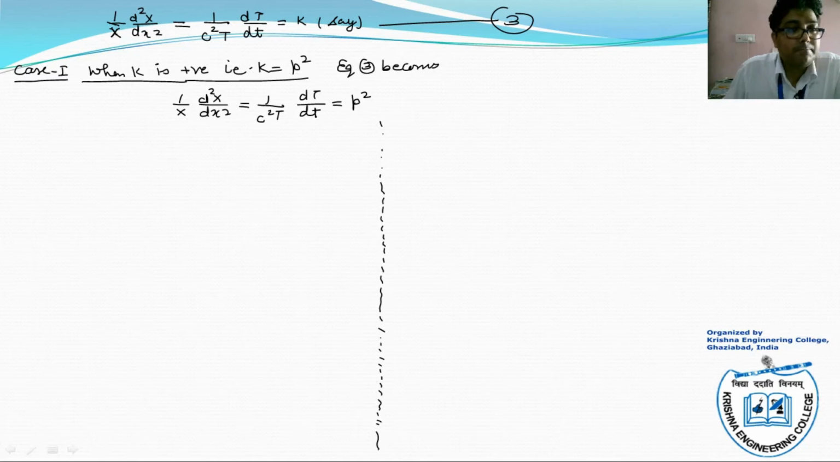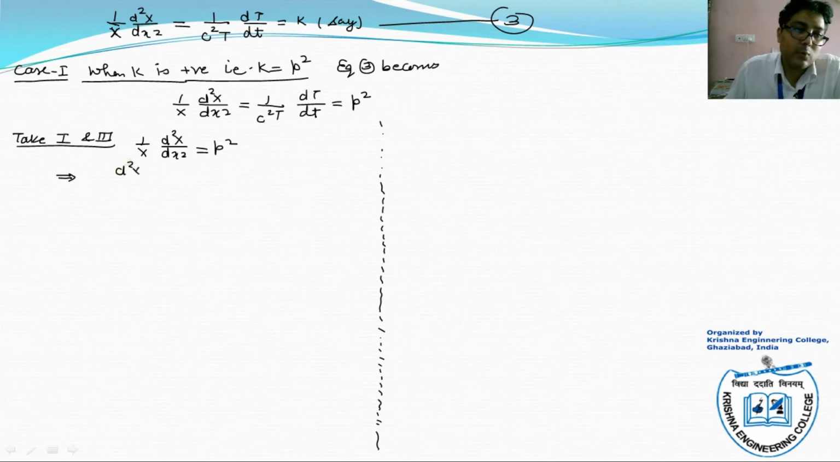Now take first and third term. We get 1 upon capital X d square capital X over d small x square is equal to p square. Applying the cross multiplication, we get d square capital X over d small x square is equal to p square into capital X. Take all the terms on LHS, this becomes d square over dx square minus p square into capital X is equal to 0.